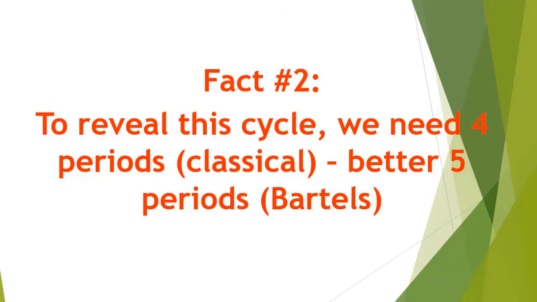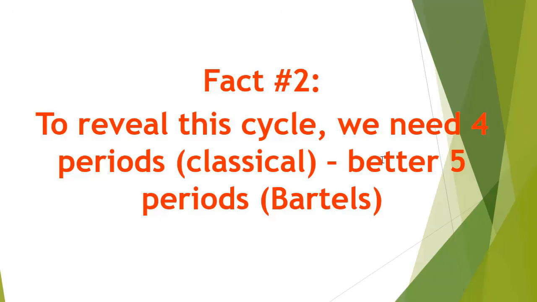To reveal any cycle, we need at least 4 or 5 full periods. This is if we apply the classical algorithm, the discrete Fourier transform, not the fast Fourier. But I prefer to use another algorithm, Bartels-Tarasov. It provides a much clearer spectrum.